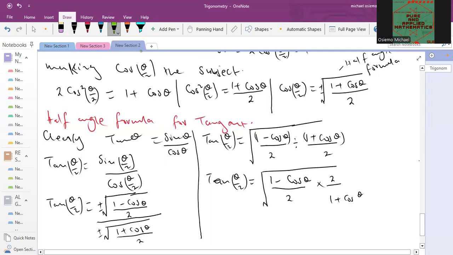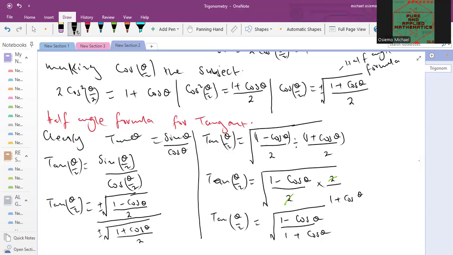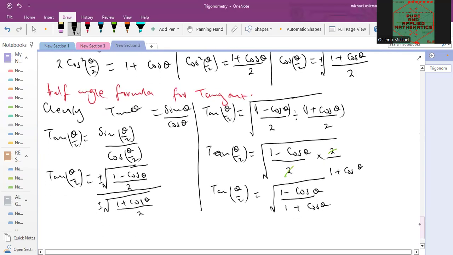So we simplify. Here this 2 and that 2 will go. So you're going to have tan theta over 2 being equal to the square root of 1 minus cos theta over 1 plus cos theta. So those are the half angle formulas for both of them. Any question?